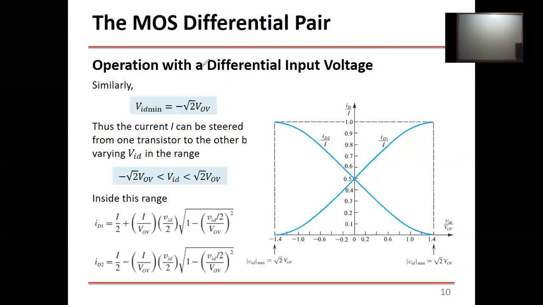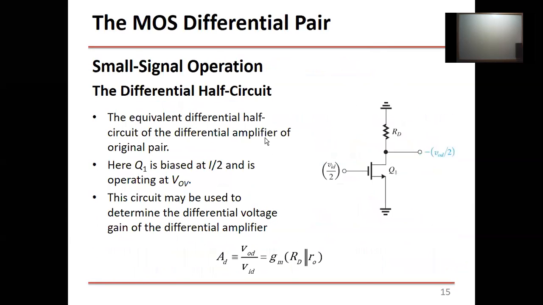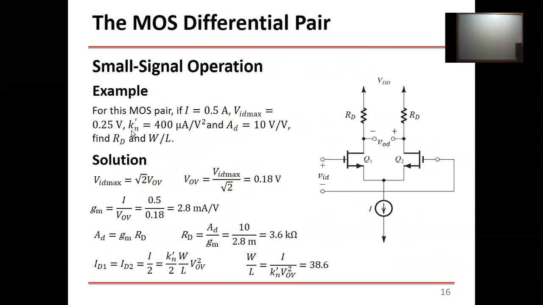Okay, so if we go back, VID max is 0.25 volts. The transconductance process parameter of this transistor, Kn prime, is 400 microamperes per volt squared. And the differential gain is 10 volts per volt, which is nothing but V output differential divided by V input differential. The question is to design this circuit by finding RD and W over L. So this is a design question, okay?